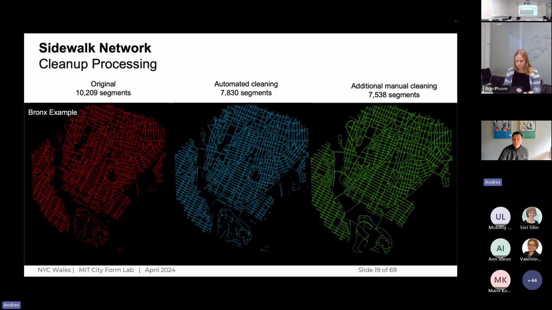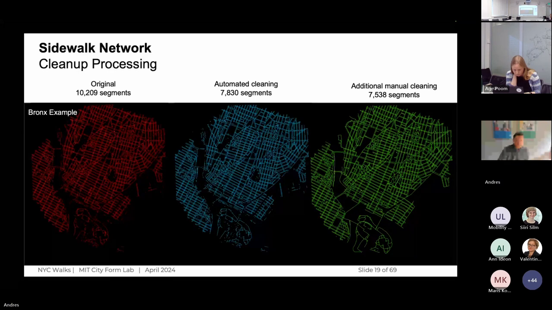The biggest hurdle, however, for data collection was piecing together a data set of a pedestrian network for all of New York. There is some existing data on walkways for New York City that we received from the New York DOT. It's called the Planimetric Pedestrian Network data set. And that's illustrated for a small part of the city in the Bronx on the left-hand side in the red representation here.